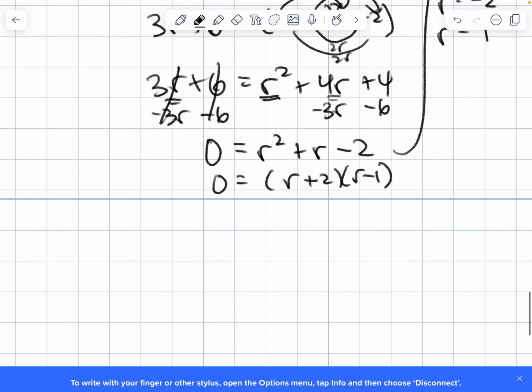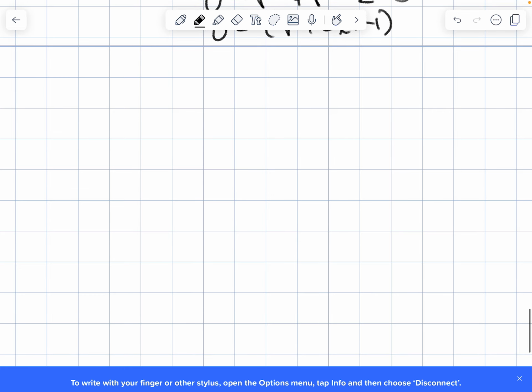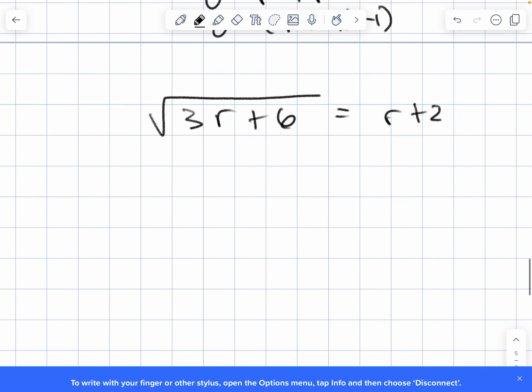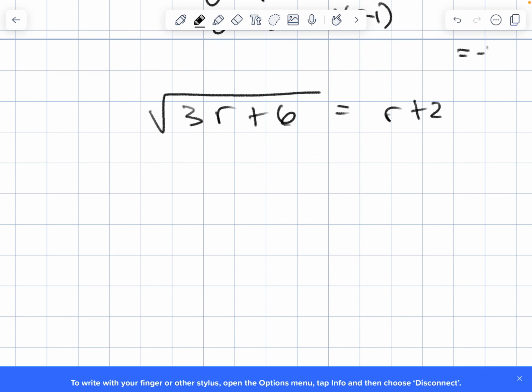Let's go down and give ourselves some more room. So our original equation was 3r plus 6 equals r plus 2, and the possible solutions are negative 2 and 1. So we're going to test these and see if they work. Let's plug in negative 2 first.